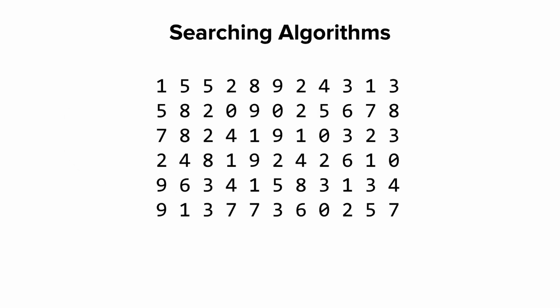Let's take a look at this example of a list of numbers. Say we want to find the occurrence of a specific number. One technique or algorithm that we could use is a random search. In this case, we just randomly look around trying to find our desired number. Because it's random, it may take a long time to find our number.